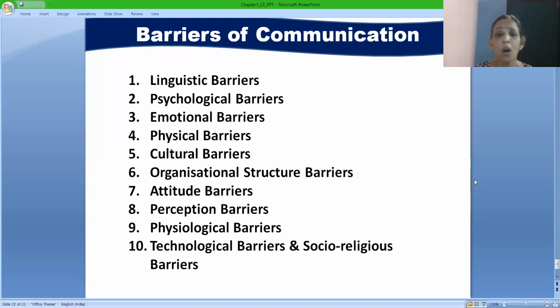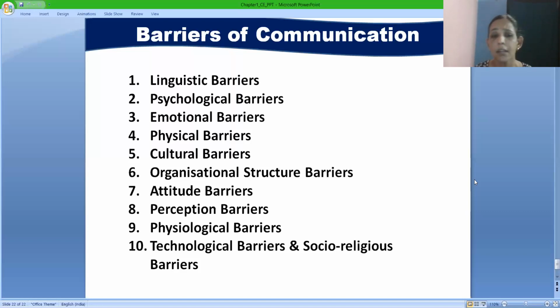Say, for example, all of a sudden, you and your friend have submitted the same assignment. Your teacher appreciated your friend, not you, whereas the assignment was completely done and prepared by you. Now here, because the appreciation has directly reached your friend, not you, you will be emotionally disturbed. Such barriers which are generated because of emotional outbreak are called emotional barriers. Physical barrier: there are instances where because of the noise, because of the rain, because of the net disconnect, lots of physical barriers may stop you from communicating in the right way.